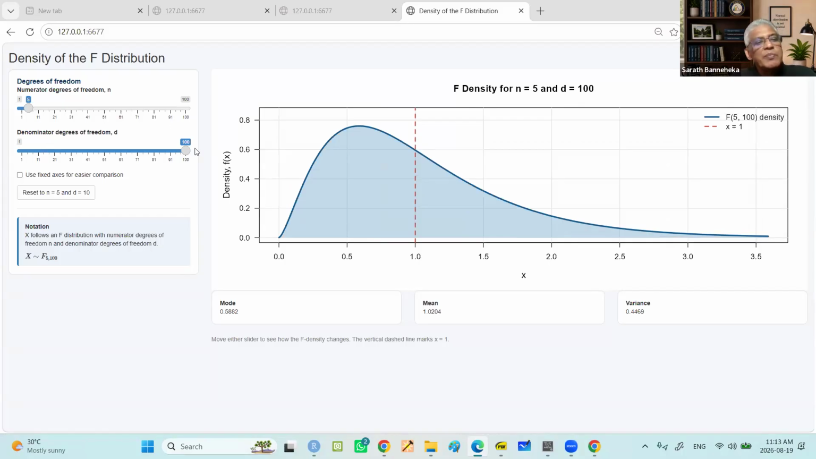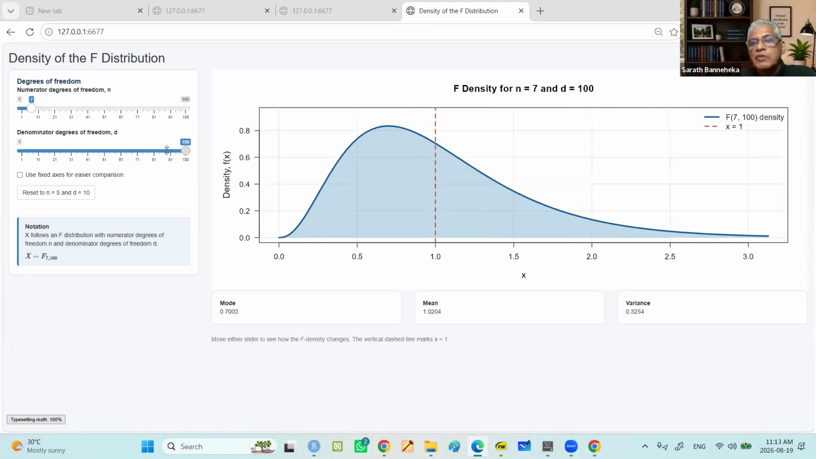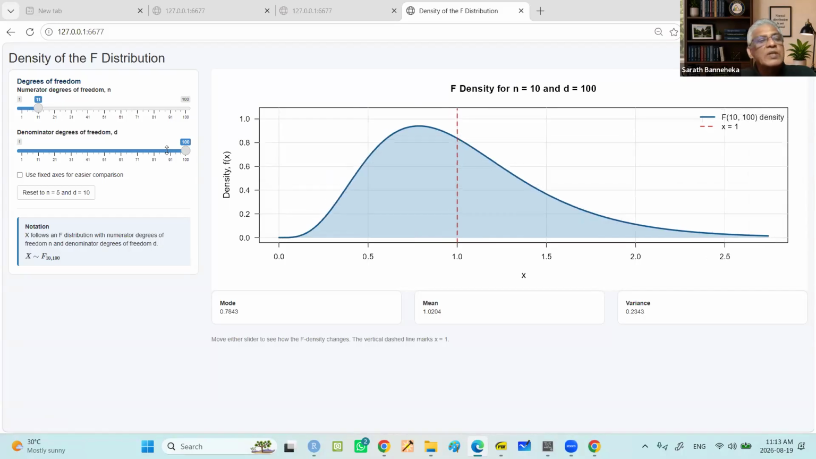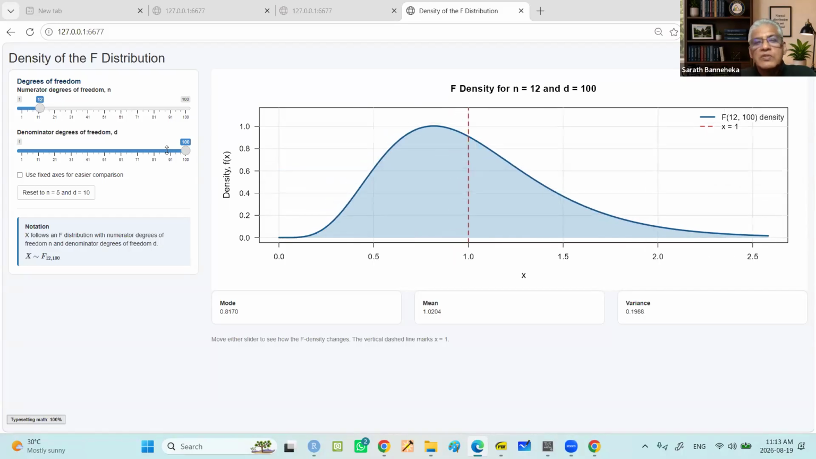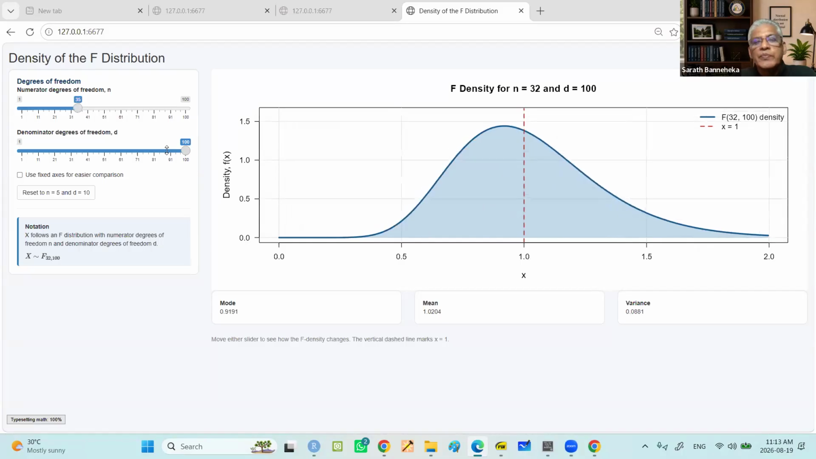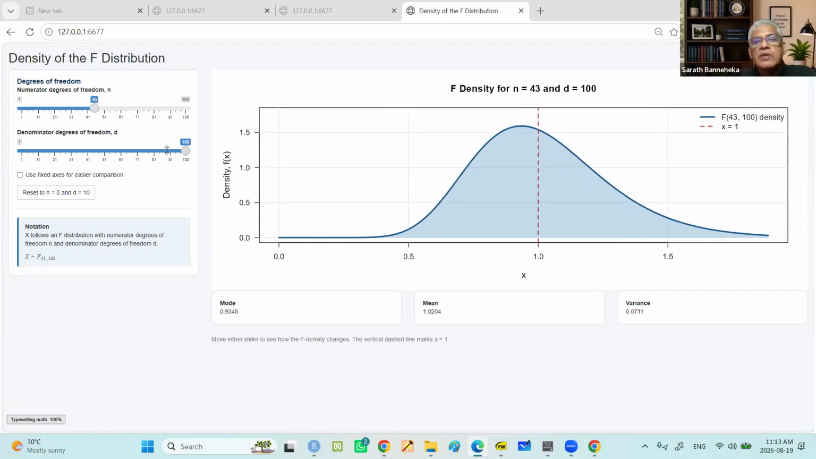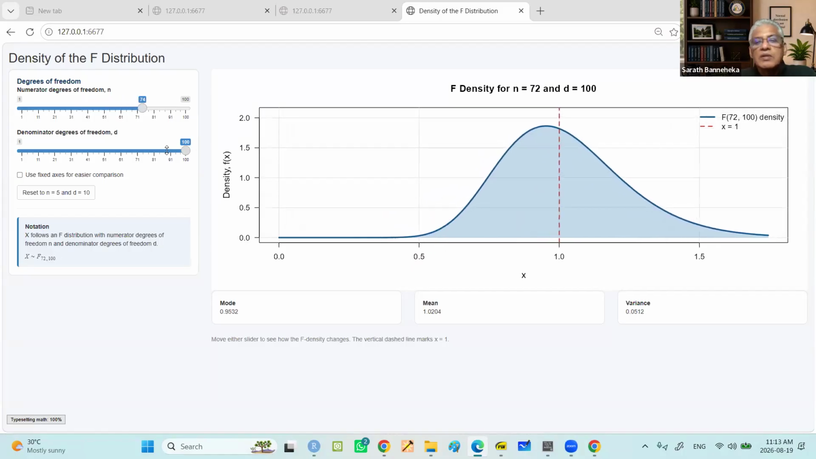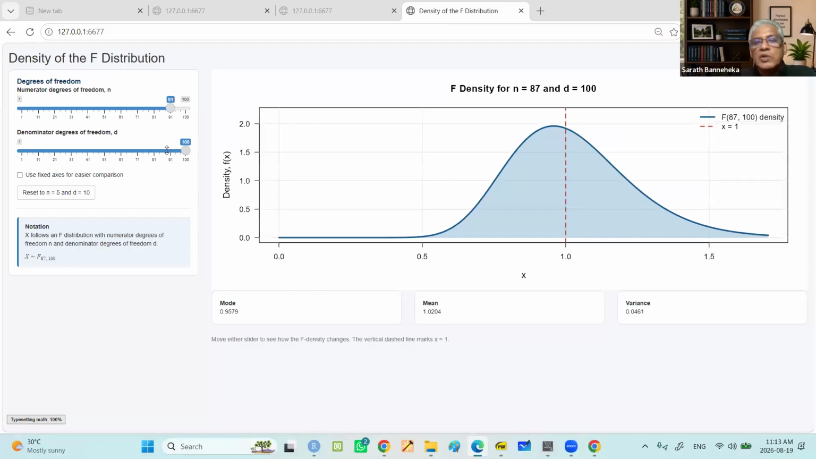Right. So now I will keep my denominator degrees of freedom at this point, and then we will see what happens to the shape when we increase the numerator degrees of freedom. At the moment, it is 5. Right. So when I increase the numerator degrees of freedom, you can see it's further reducing the skewness, and now the distribution is becoming more and more normal looking, right? Now it's almost like a normal distribution.